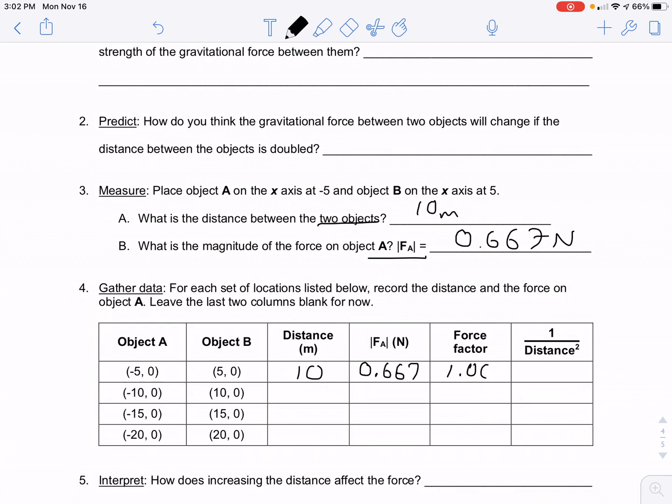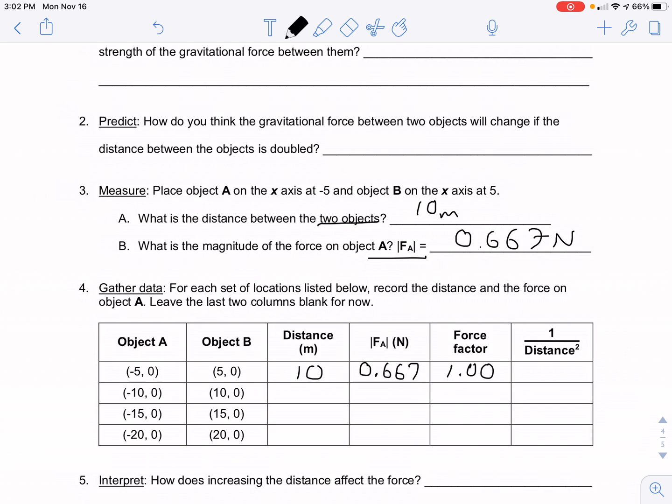Now what that means is this is our original baseline calculation. What we're going to do is double distances, triple distances, quadruple distances. We're going to change the distances, and we're going to see how much bigger or smaller the force gets. If the force factor is bigger than 1, then the force increased. If you get a force factor that's less than 1, then you know the force decreased. Let's take a look at how this looks.